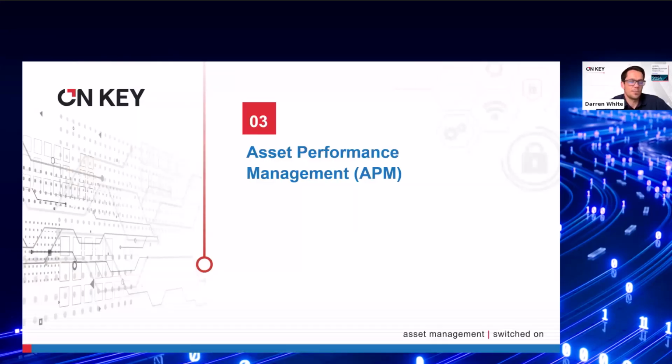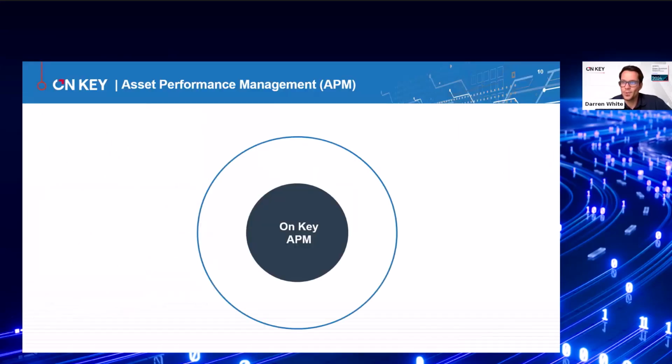Okay, next, asset performance management. We asked this question in terms of what you understand of asset performance management, and I briefly said that there are a couple of definitions within the industry. But it boils down to using a structured approach and tools to maximize the reliability, the availability, and the performance of your assets. And APM, or asset performance management, is typically performed on your critical assets. Now, what does this mean in the OnKey world?